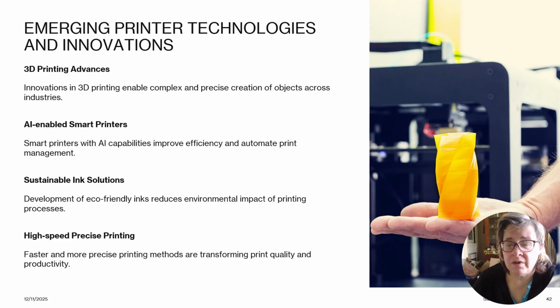Future trends will include advances in 3D printing. They've already got 4D, where the material actually can bend and move. I don't know much about it, but 4D printing is a thing they discovered not that long ago, and they're doing it. The material actually moves around, and I don't know much more about it than that. So advances in 3D printing, smart printers with AI capabilities, yep. Sustainable inks and faster, more precise printing methods are transforming the industry.